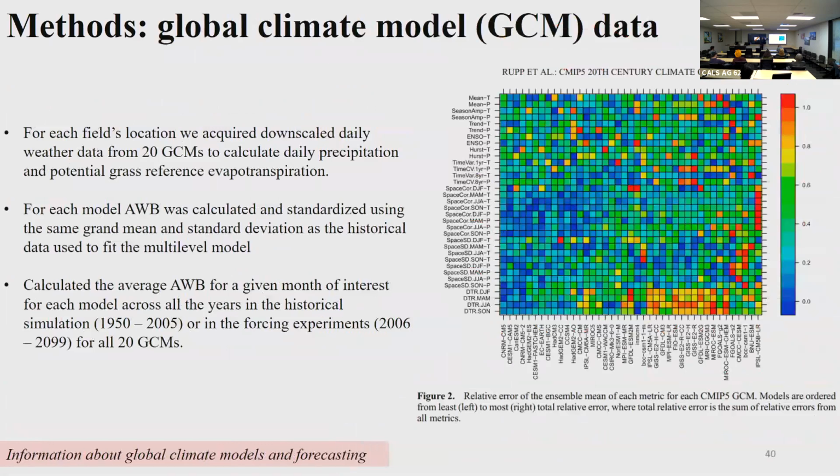Now, I'm also going to use global climate models to do it. We're going to take 20, and for all of them, we're going to calculate the exact same index, and just like I showed before, average it across all the months, and then visualize changes that way.